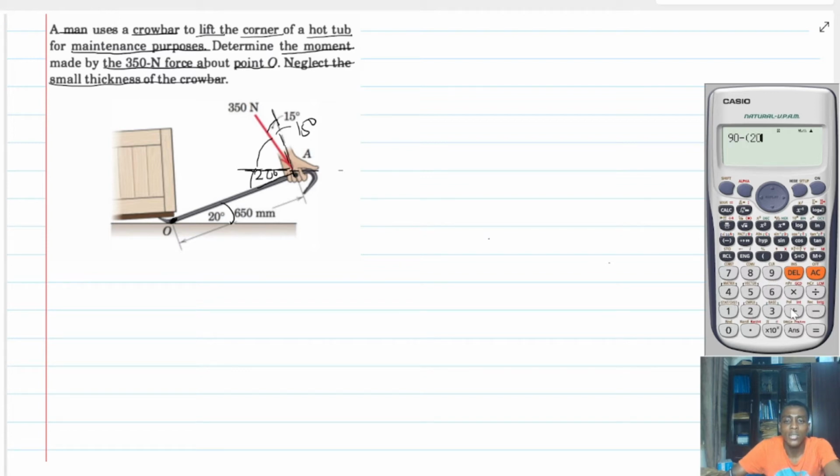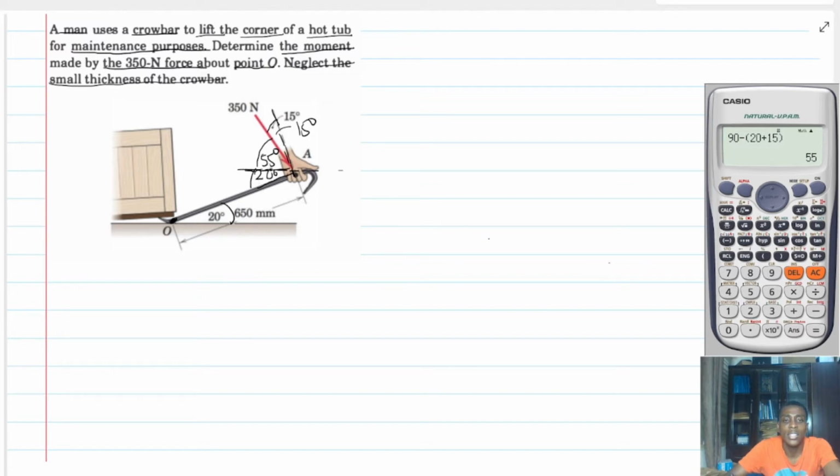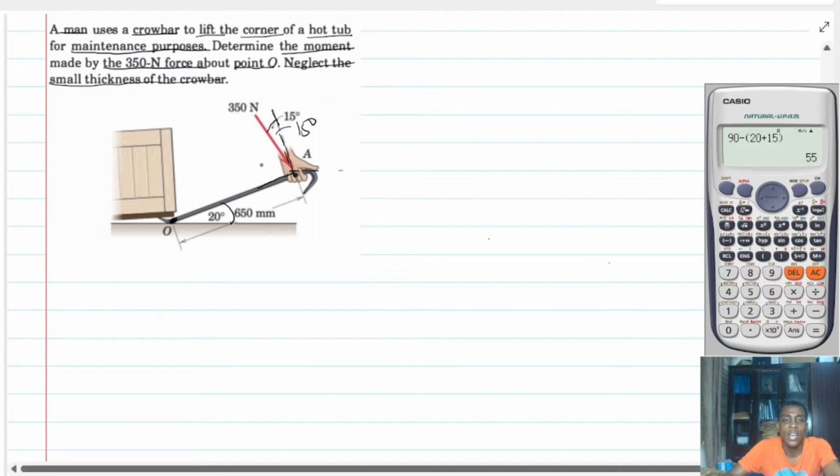minus 20 plus 15. And it means that this angle here must be what? 55. Is that right? This angle here must be 55. Therefore, looking at it all together, we can say that the angle that the 350 Newton force makes with the bar is 55 plus 20, which is actually 75.